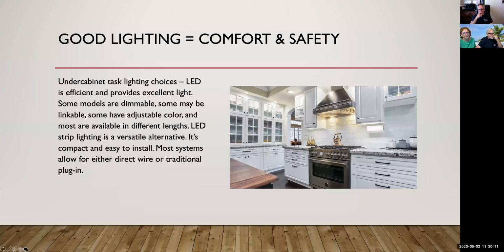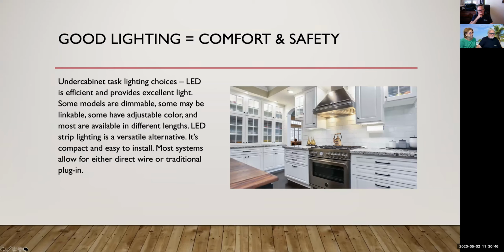Good lighting equals comfort and safety. Doesn't matter where in your home it is, light provides safety. But in the kitchen, when you're working on your countertop, under cabinet task lighting choices like LED are efficient and provide excellent light. Some of the models are dimmable, some may be linkable, and some have adjustable color. They can go from very bright to softer, and most are available in different lengths. LED strip lighting is a versatile alternative. It's a compact and easy to install system, and most systems allow for either direct wire or traditional plugins.